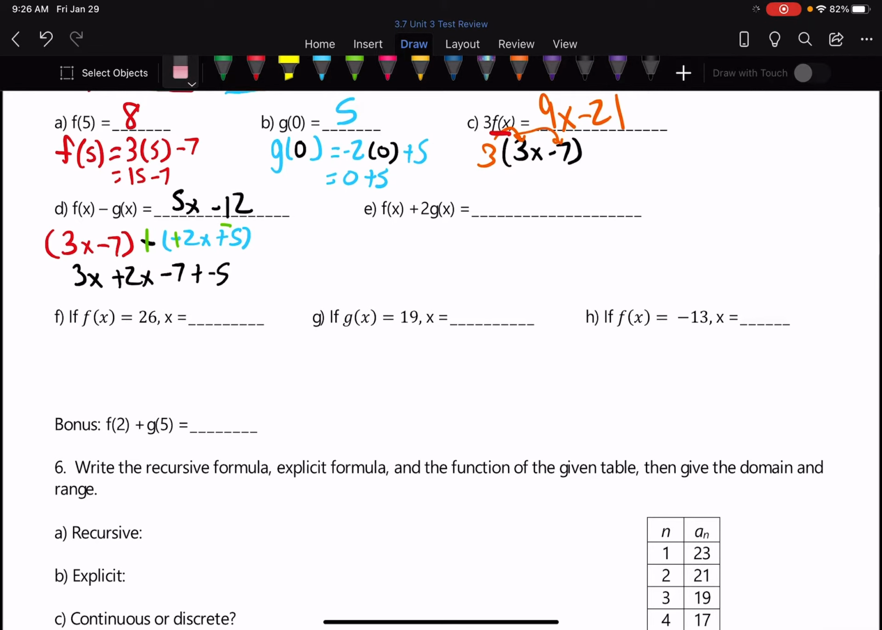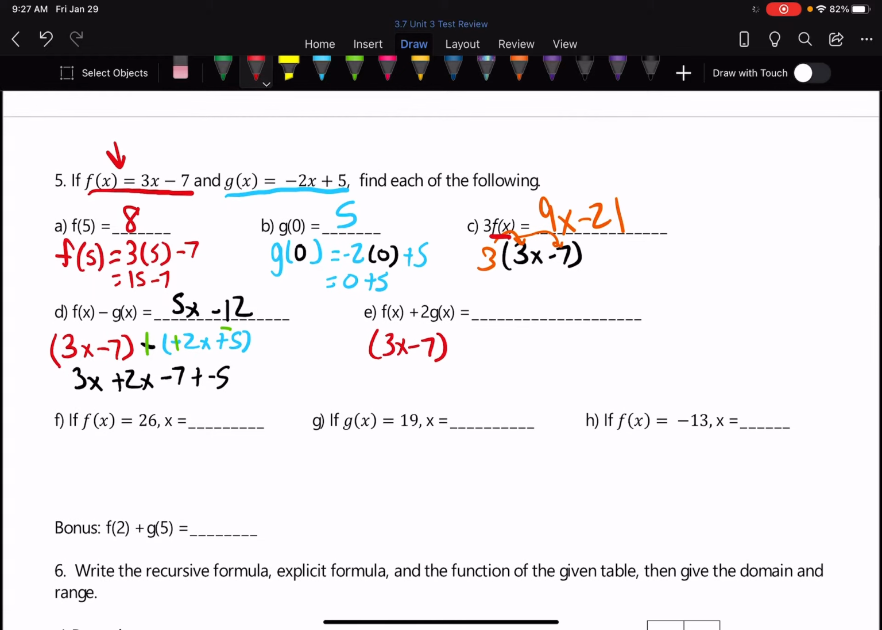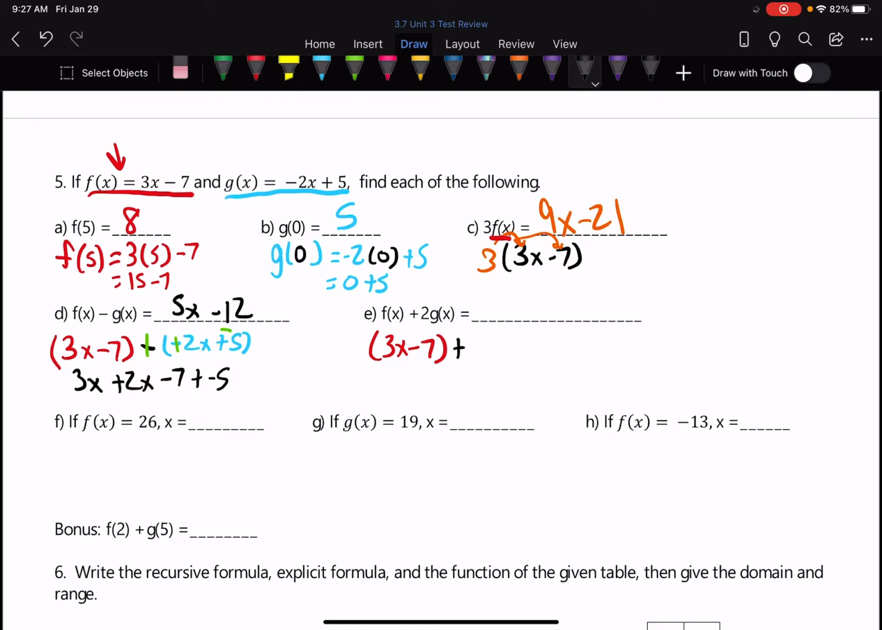E says f of x plus 2 g of x. So I'm going to take my f of x, which is 3x minus 7, and that's originally from the beginning of 5. And I'm going to add 2 times my g of x, which is negative 2x plus 5. Distribute the 2 to the second expression. So I've got 3x minus 7 plus negative 4x plus 10.